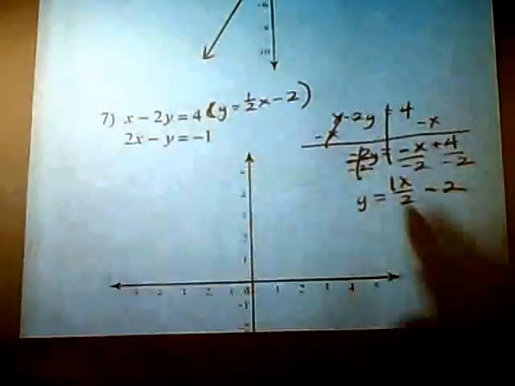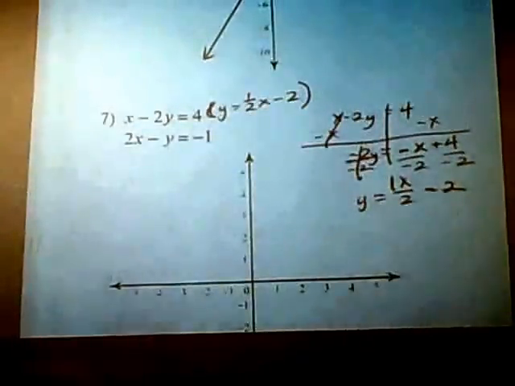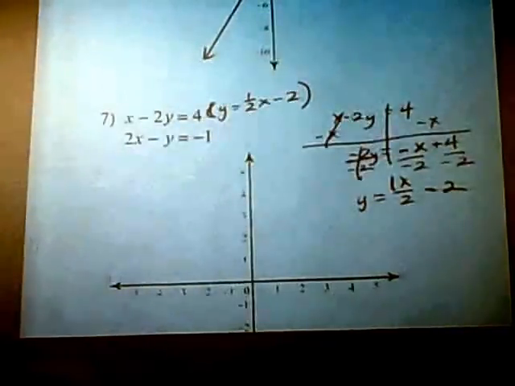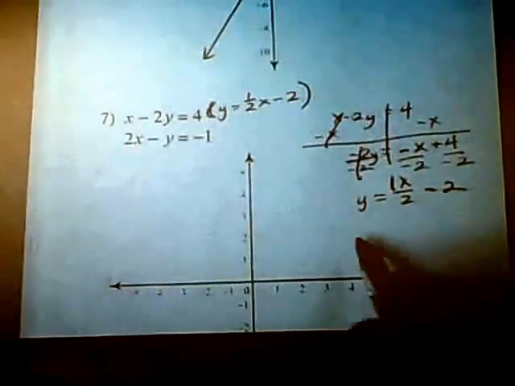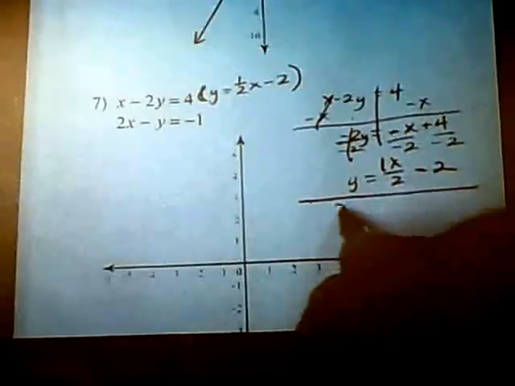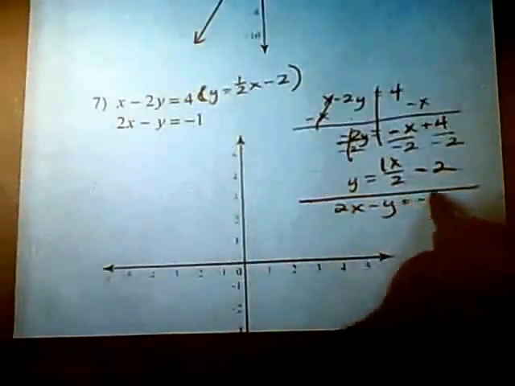But let's go ahead, since we're already in the mode of converting, let's go ahead and convert and see what we come up with. I would convert both first, because if you don't have to graph because they're parallel, then I would convert to make sure I see if they're parallel or not. So let's convert the second one. So here's the second equation. 2x minus y equals -1.